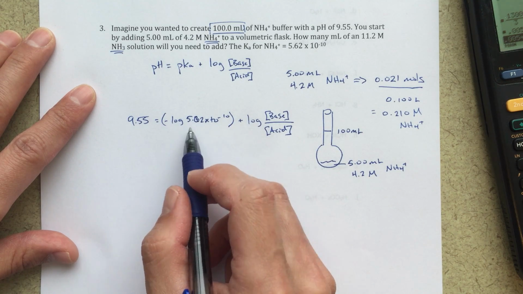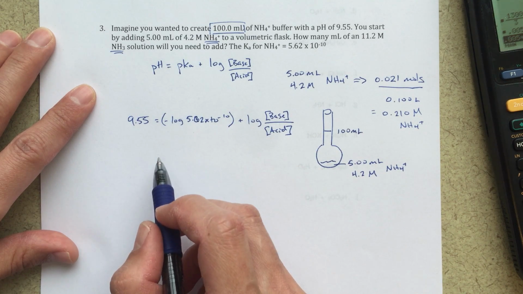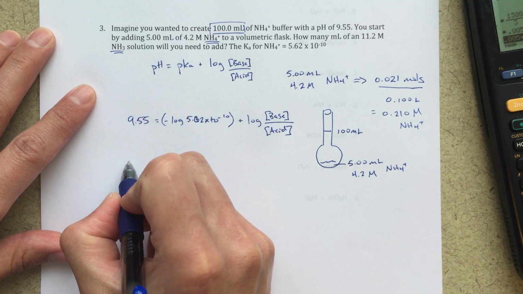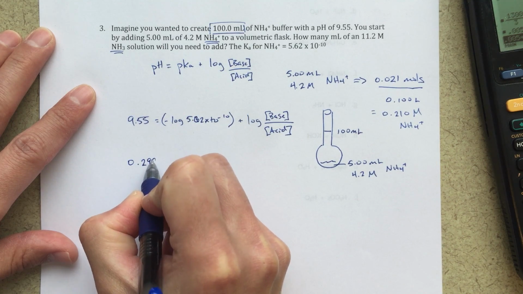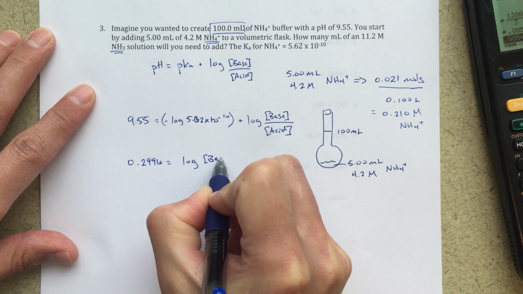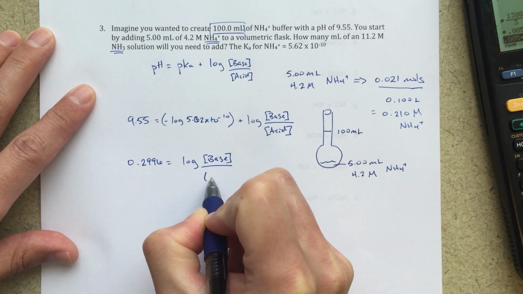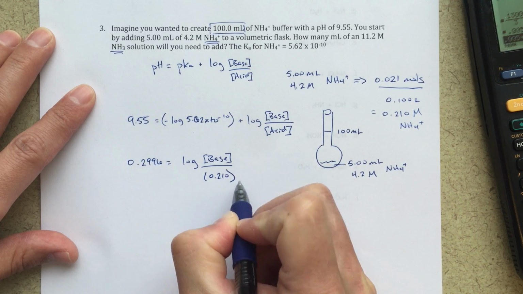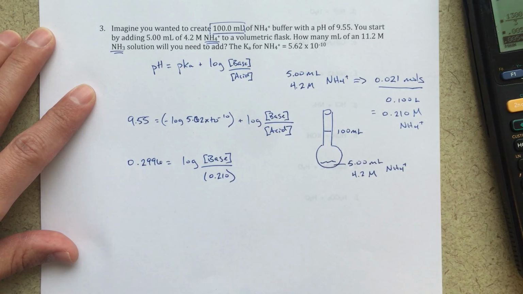If I get a value for this, it is equal to 9.25. Bring that over, and I'm going to end up with 0.2996 equals the log of the concentration of base over 0.210, putting this value in here for my concentration of acid.